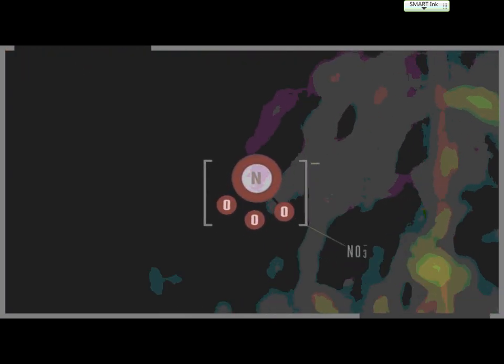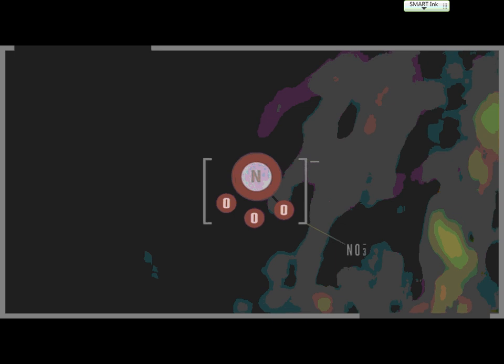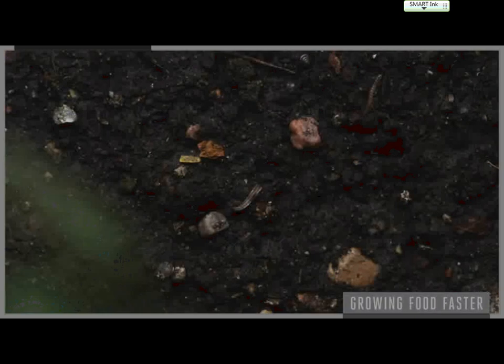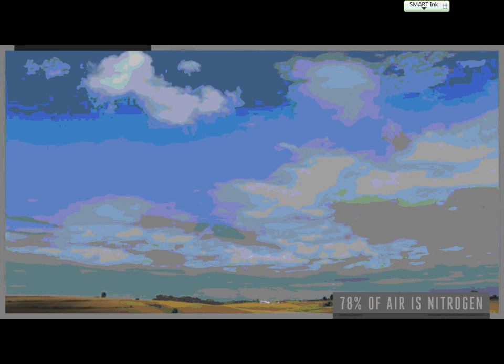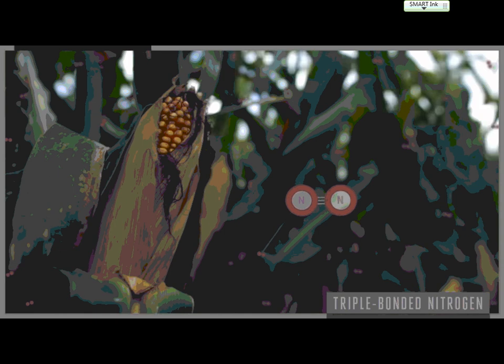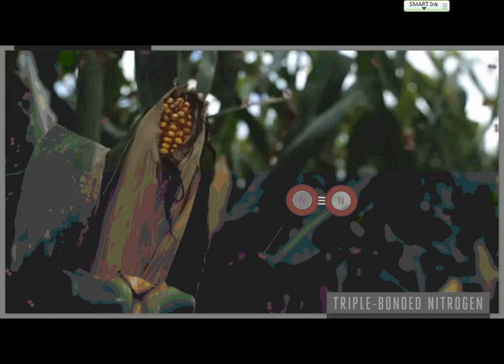You see, nitrogen, in the form of nitrate, NO3, is an essential nutrient for plants to survive. As crops grow, they consume the nitrogen, removing it from the soil. The nitrogen can be replenished through long natural fertilization processes like decaying animals, but humans want to grow food much faster than that. Now, here's the frustrating part. 78% of the air is composed of nitrogen, but crops can't just take nitrogen from the air because it contains very strong triple bonds, which crops cannot break.